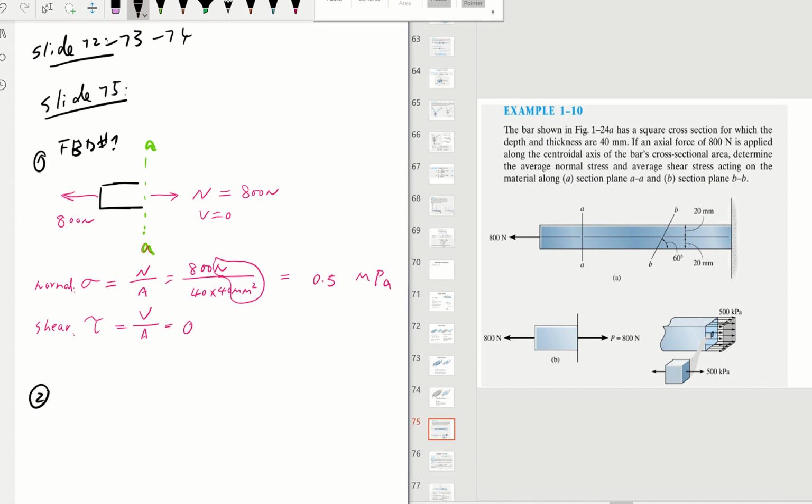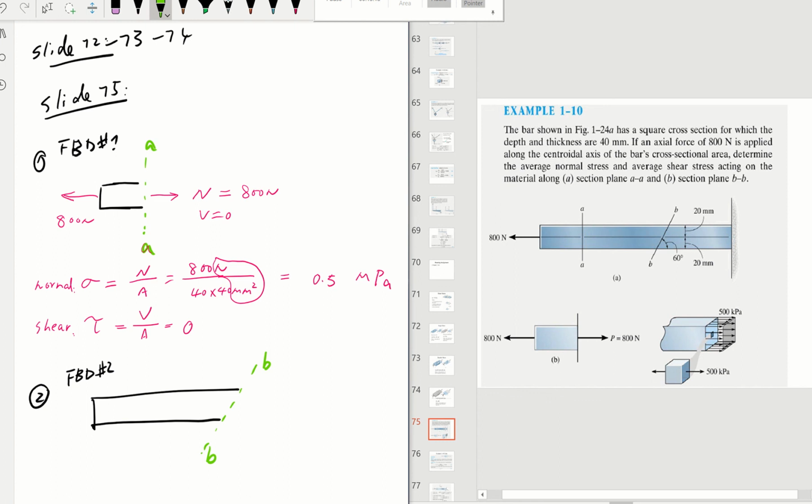Okay, now let's look at our second step. If we were cutting BB, which is slanted, now we're going to draw this entirely different FBD number 2. So FBD number 2, that's interesting. Often we cut it straight, but this time we want to cut slanted.